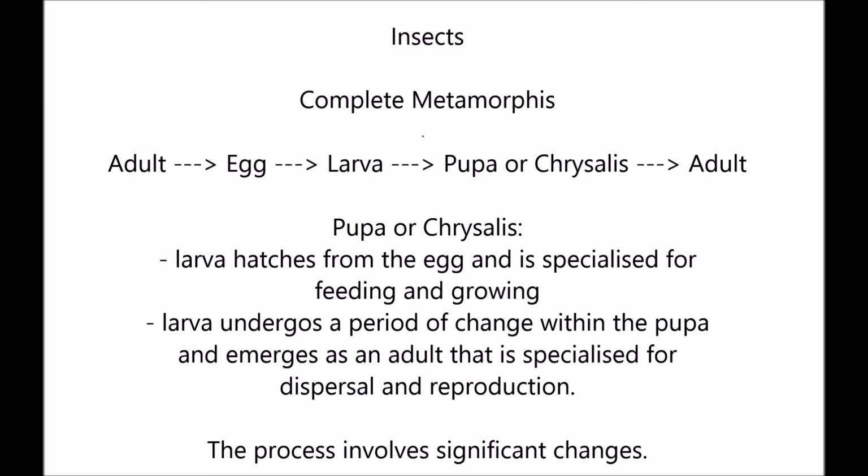The larva hatches from the egg and is specialised for feeding and growing. The larva undergoes a period of change within the pupa and emerges as the adult that is specialised for dispersal and reproduction. This process involves significant changes.